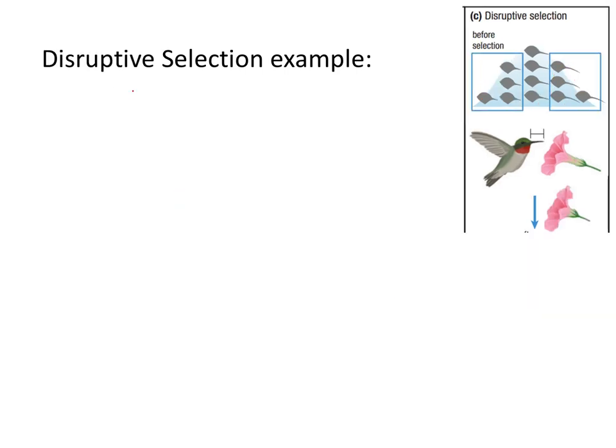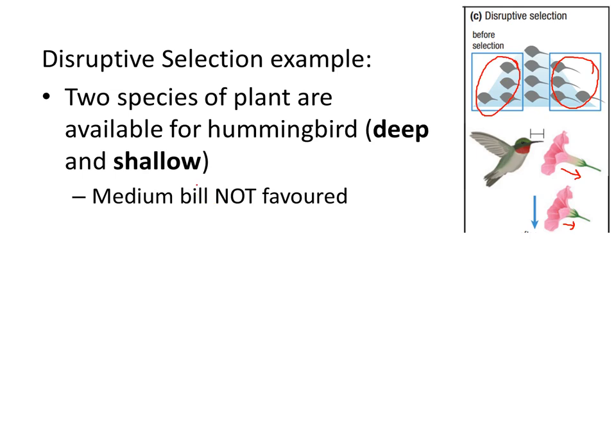Last example would be disruptive selection. So imagine an environment that had long bills, deep flowers that favored long-billed birds, and then there was another flower that just had short depth to it that favored the short-billed birds. So medium is not being favored. If you had a medium beak, you can't drink from the long flowers, and you've got more bill than you need for the short flowers, so that would put you at a disadvantage as well.